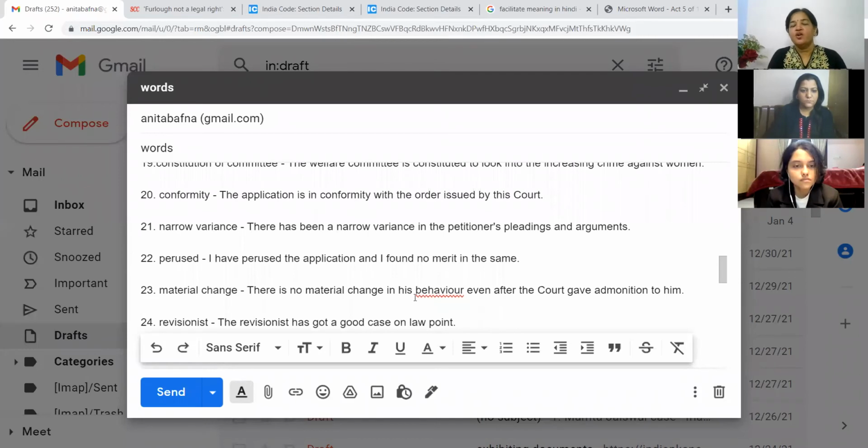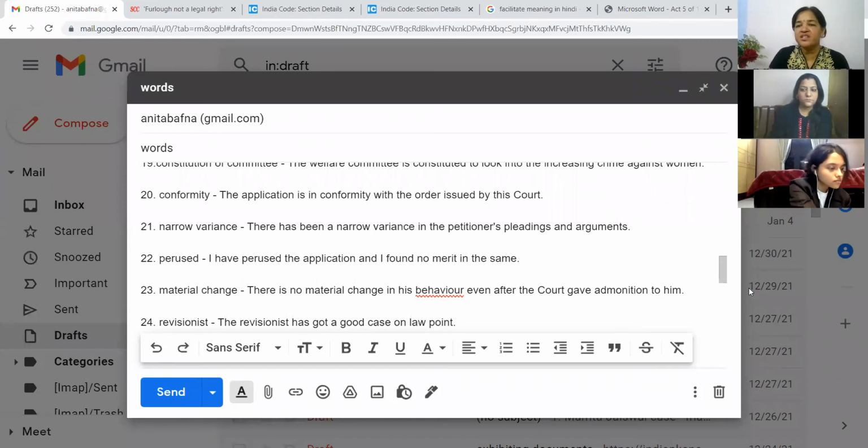Material change. Now material change is again a very legal vocabulary का काफी popular word है. There is no material change in his behavior even after the court gave admonition to him. Admonition मतलब warning देना. Warning देने के बाद भी भाई साहब के बर्ताव में कोई फर्क नहीं था. There is no material change.